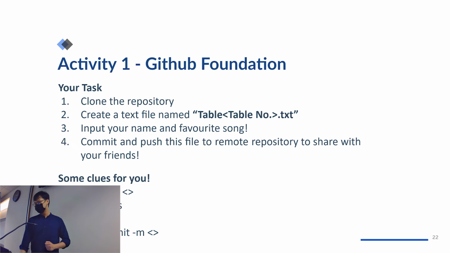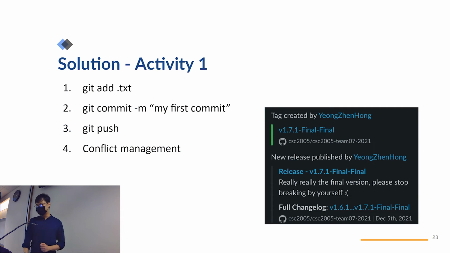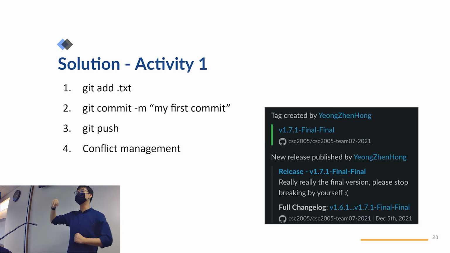So, the solution for activity 1: all you're going to do is make sure that you git add the text file that you've created. You clone the repository, write a message within the file itself, and then git add. Once you're done with that, all you're going to do is add a commit message.